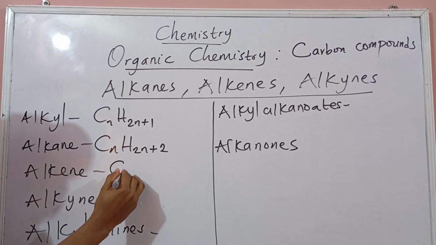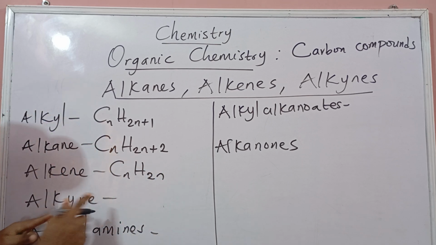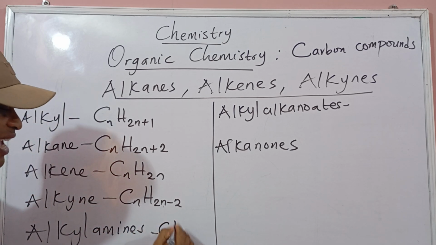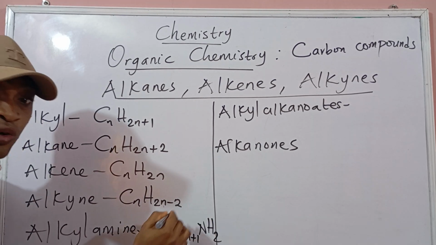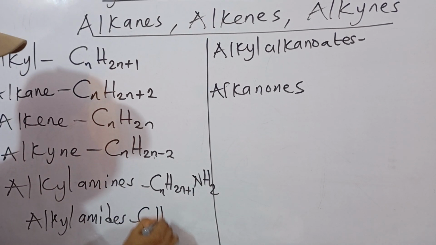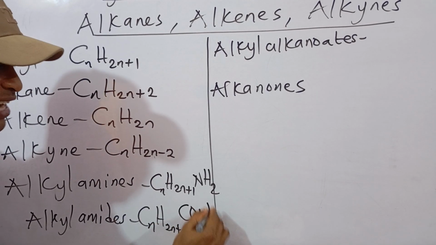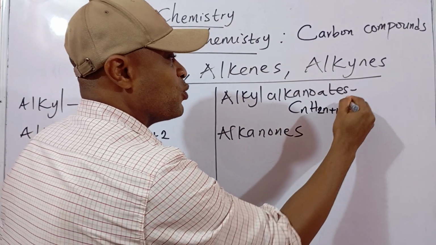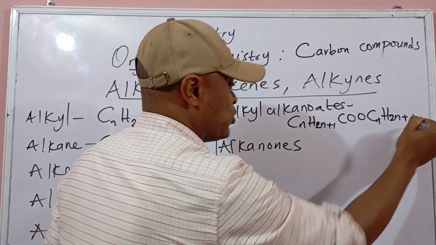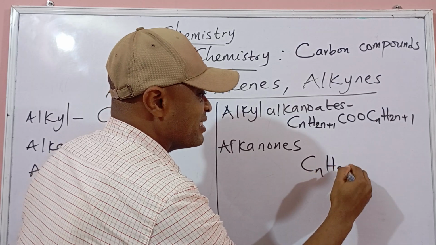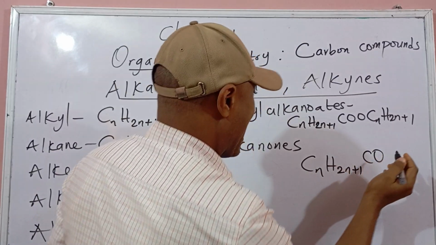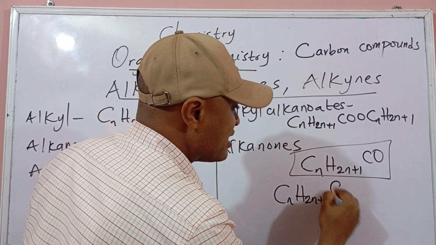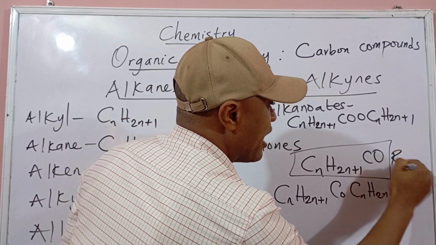We're coming to the alkene, CnH2n. All the family of alkynes, CnH2n-2. All the families of alkylamines, CnH2n+1NH2. All the families of alkylamides, CnH2n+1CONH2. All the family of our alkyl alkanoates, CnH2n+1COOCnH2n+1. All our alkanones, CnH2n+1, isn't that true? CO what and what? Okay, let's leave it this way. Or you can break this down further into CnH2n+1 CO CnH2n+1. Let me put my R group here.